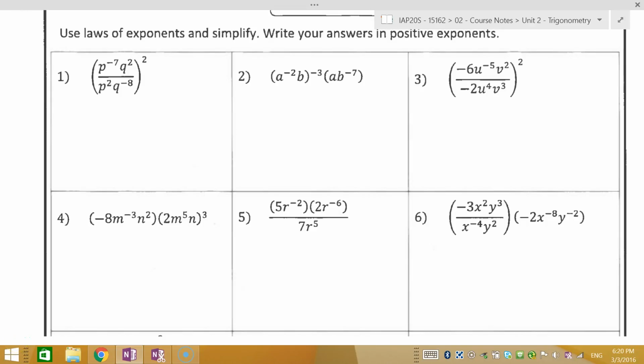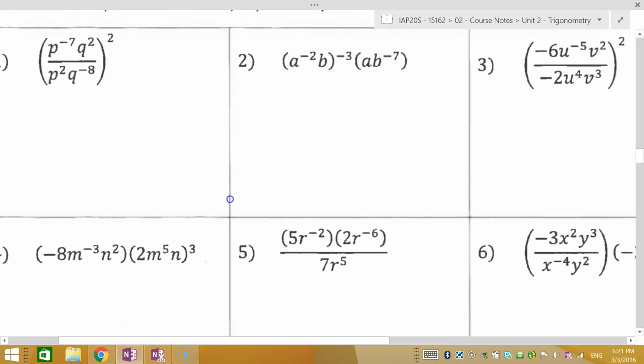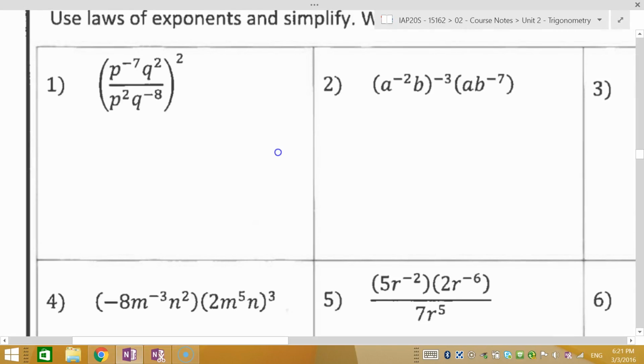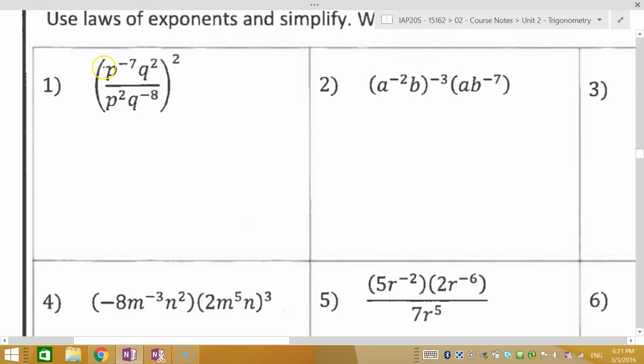Alright, we're getting close to the end here. Looking at this question, question number 1 that is, I see I'm going to have to deal with multiple rules. So the first rule I can spot is within my brackets, and that's combining like terms. I'm going to have to use my quotient rule. So that's going to be number 1.